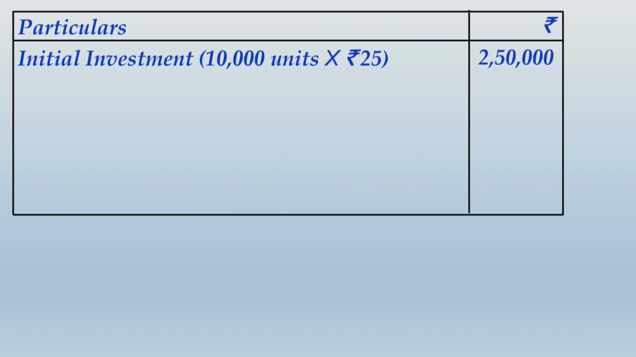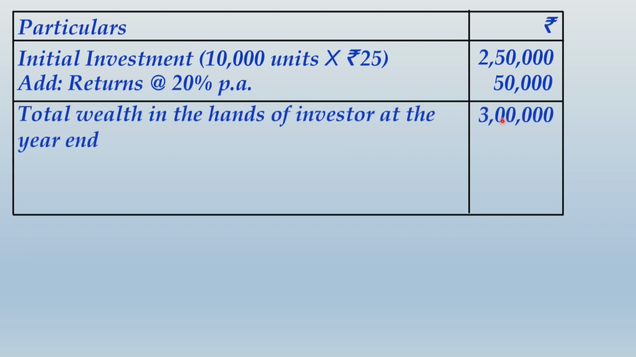You can make this kind of table where the initial investment will be 10,000 units, and that day each unit was bought at NAV of that date, which was 25, correct? So 10,000 units into 25, rupees 2,50,000 is the investment at the beginning of the year. Now what happens? At this investment, the investor has earned a return of 20% overall, correct? So 20% is the rate of return during the year. So it is obvious that the value in hand by end of the year will be 3 lakh rupees.